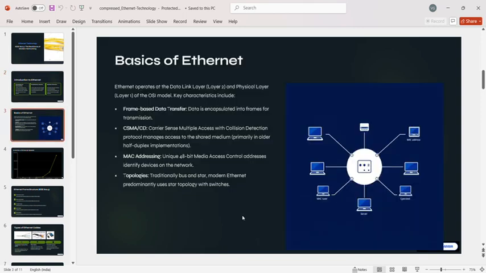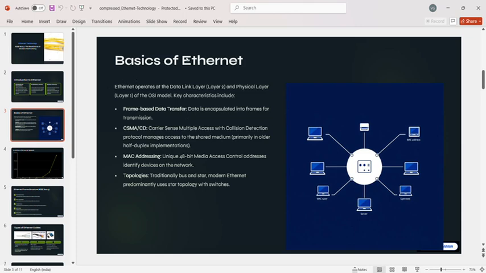Basics of Ethernet. Ethernet operates at the data link layer and physical layer of the OSI model. The key characteristics include, okay, OSI model means the network transferring layers, right? The OSI model has 7 layers, and among these 7 layers, Ethernet plays its role at the data link layer and physical layer. The terminologies in Ethernet start with frame-based data transfer. This is the main thing in Ethernet.